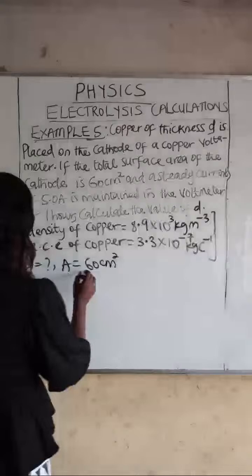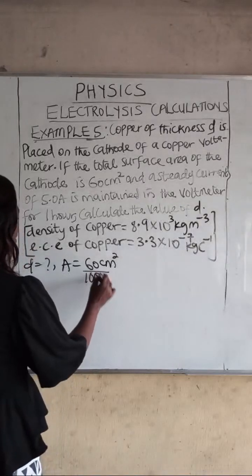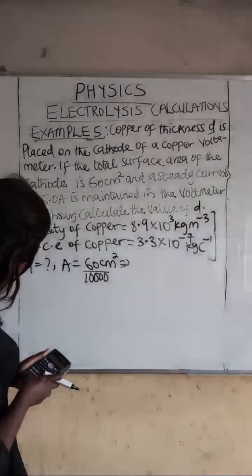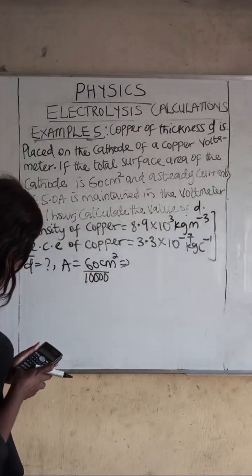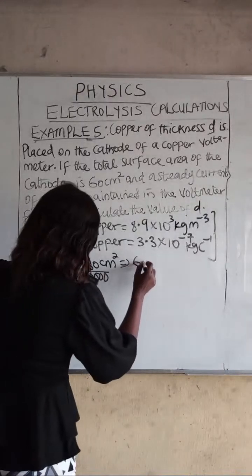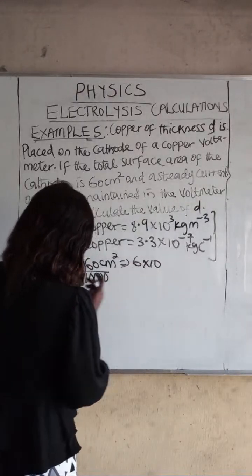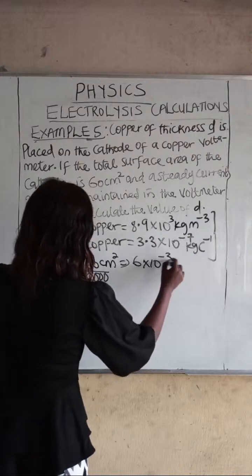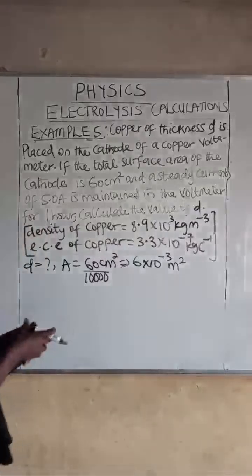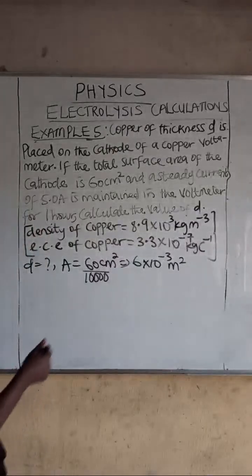Let's go. You divide by 10,000 with your calculator. I will say 60 divided by 10,000. I have 6 times 10 raised to the power of -3. It will not be meter squared. Is that okay? All right.